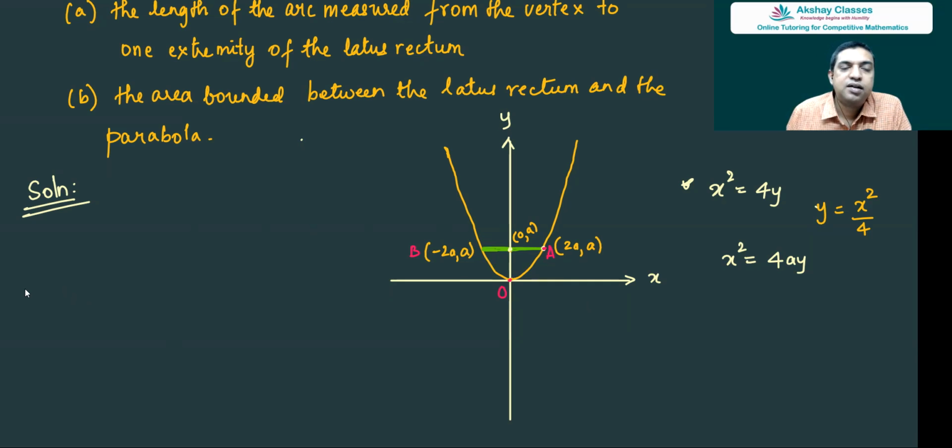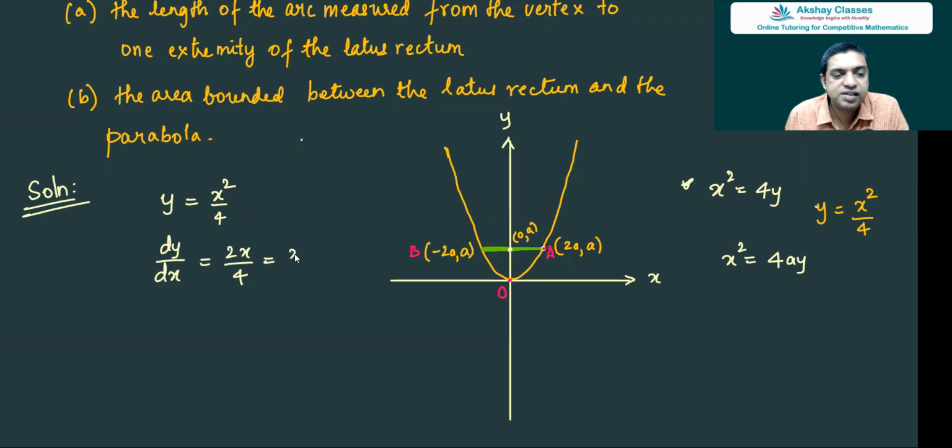Okay. So what I have to do, see, y is x square upon 4. dy by dx is easy. dy by dx is 2x upon 4, which is x upon 2.